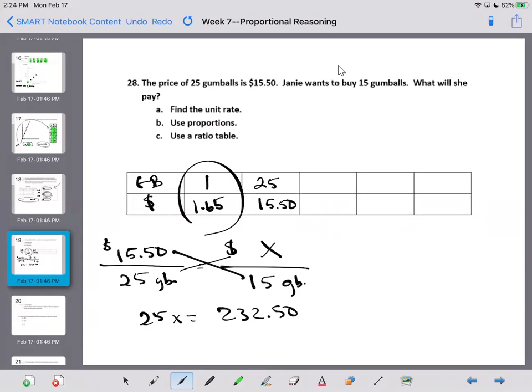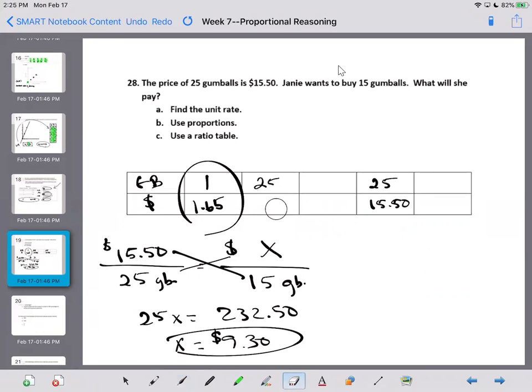Divide that by 25 and you get about $9.30. Now that was asking for what? That was asking for 15. So I'm just going to scoot this one down and rewrite my ratio table and make that, what if I wanted 15 gumballs? What would that cost be? Well, that would be $9.30.